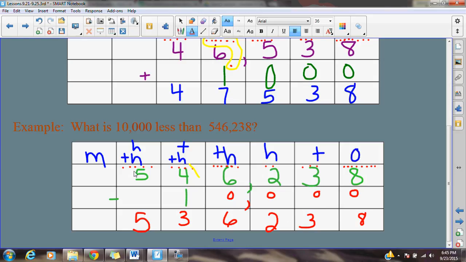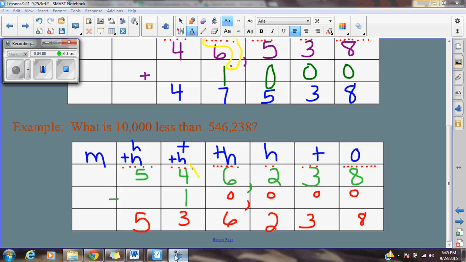So here I am. I know that if I have 5 and if I take away nothing, I still have 5. And then here I have 4 and I know that I needed to take away 1. So that is what I did. And so on, all the way to the end. And so I know that 10,000 less than 546,238 is 536,238. And so that's basically looking at more or less. There's one more scenario I want you to look at.